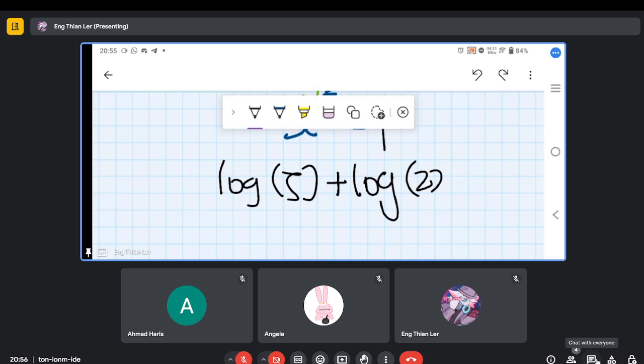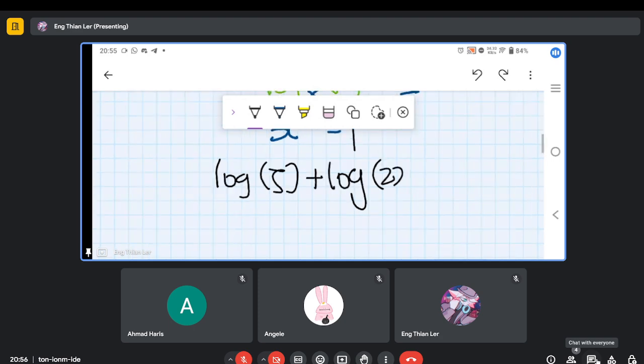If nothing is written here, this means that we are in base 10. If I said 2, it means it's base 2. If nothing, it's 100% base 10. I won't lie to you.